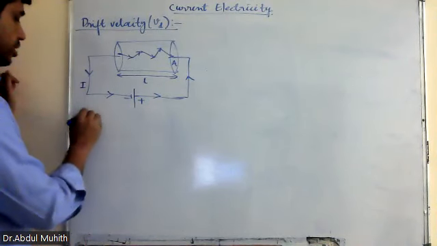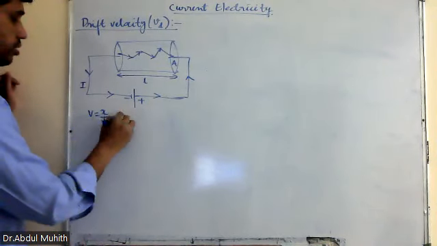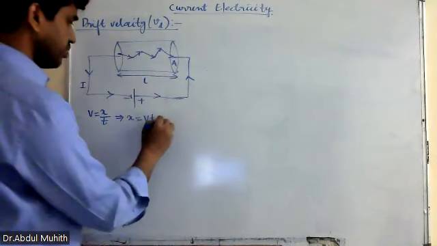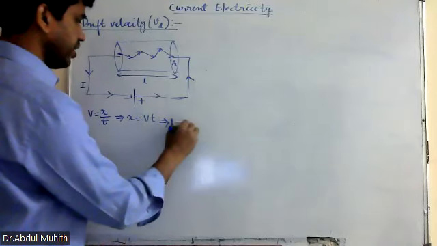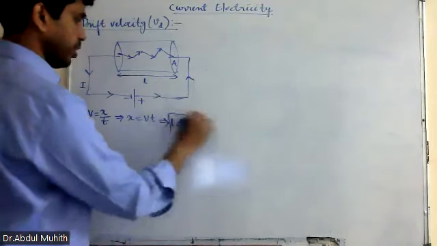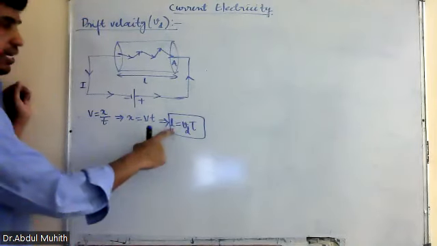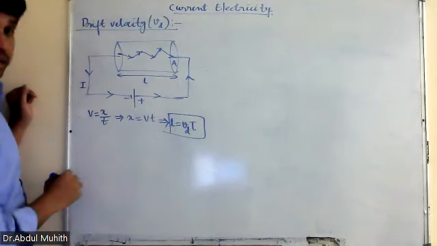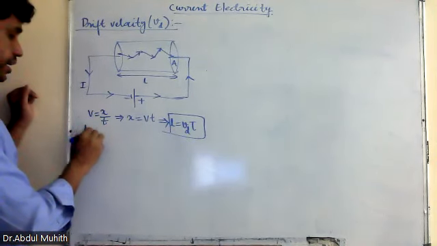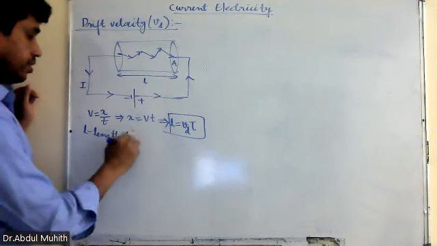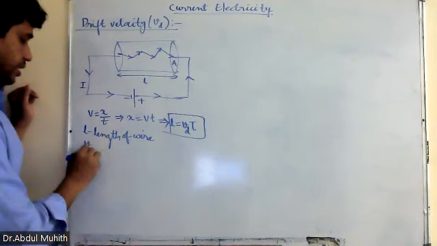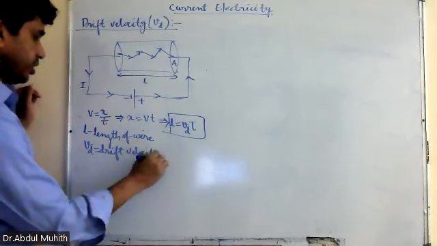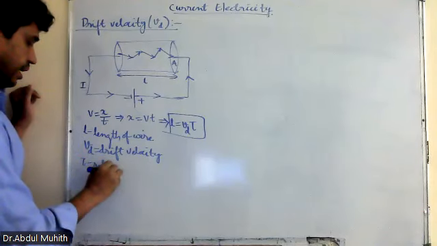So we know the formula. Velocity is equal to displacement by time. Displacement is equal to velocity into time. Now, here in this case, we are writing L is equal to Vd into tau. In the place of x, I have taken length. In the place of velocity, I wrote drift velocity. In the place of t, I wrote relaxation time. L is length of wire, VD is said to be drift velocity, and tau is said to be relaxation time.